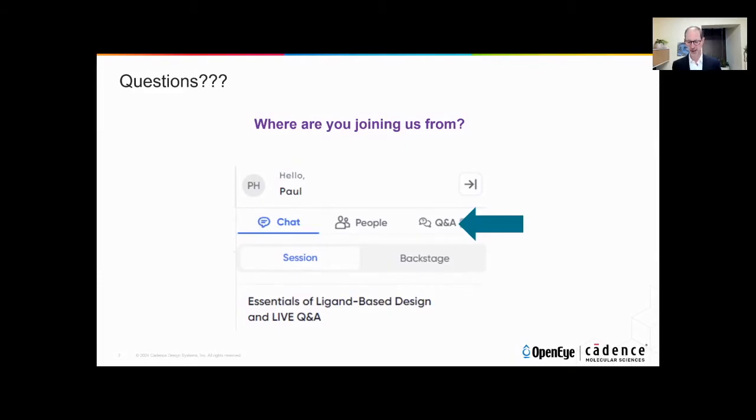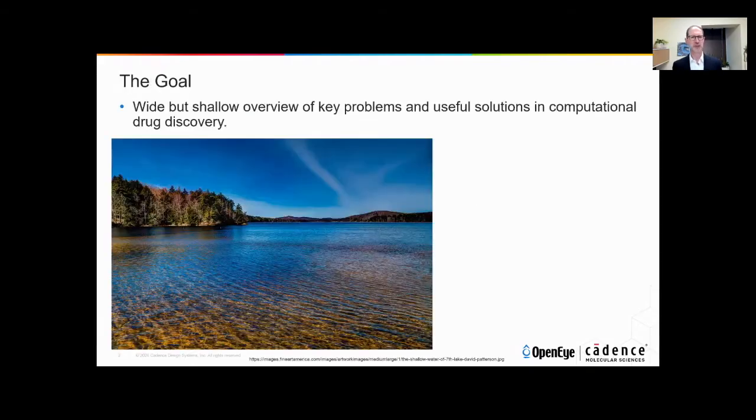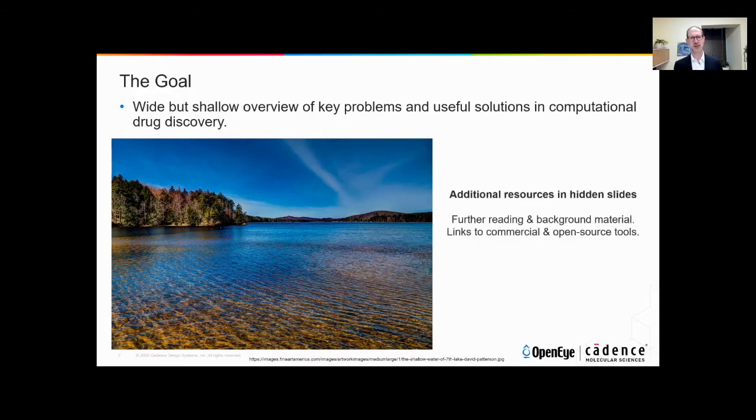So let's get going. Today and the entirety of the essentials will of necessity be a wide but shallow overview of the problems that we're looking at today. Again, ligand-based lead discovery. Lots of interesting things I don't have time to cover today. So there's a lot of additional material. We will be making a PDF available of the slides and the additional material. So if there are things you want to dig into more, please go and look at some of the extra reading and some of the resources in those hidden slides.